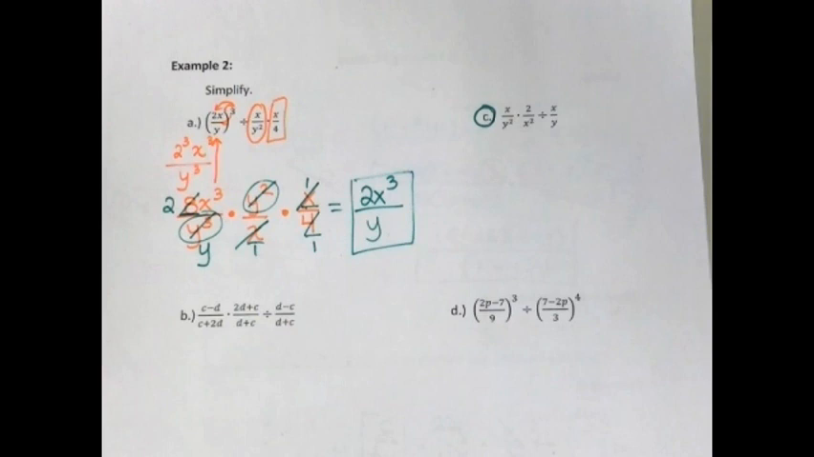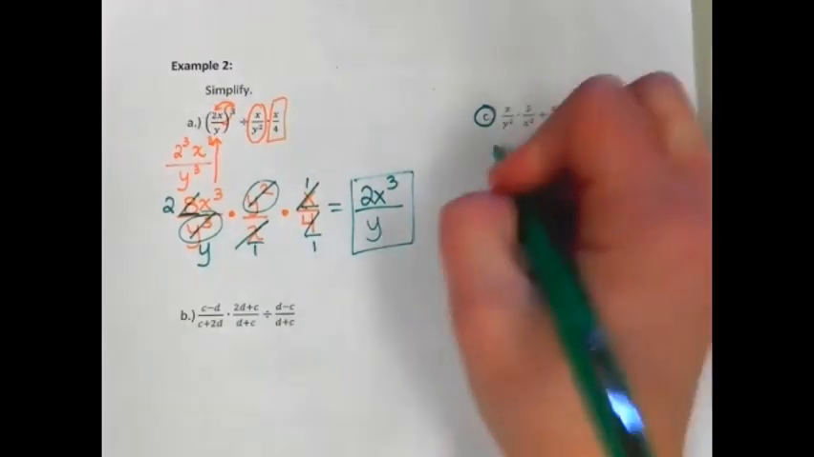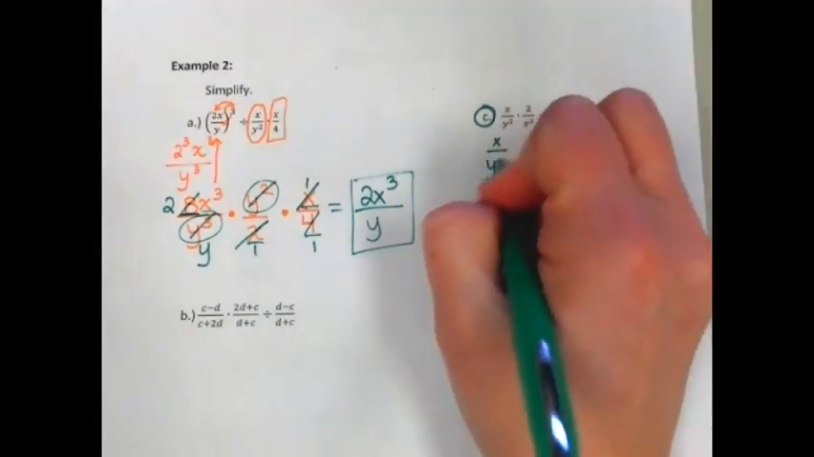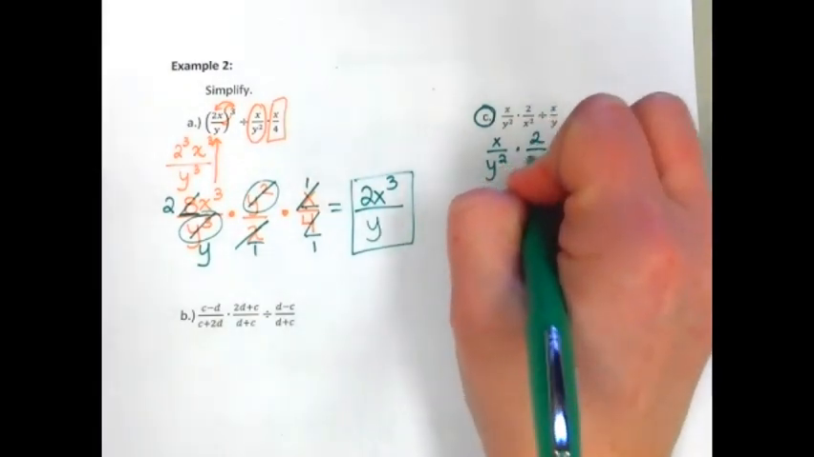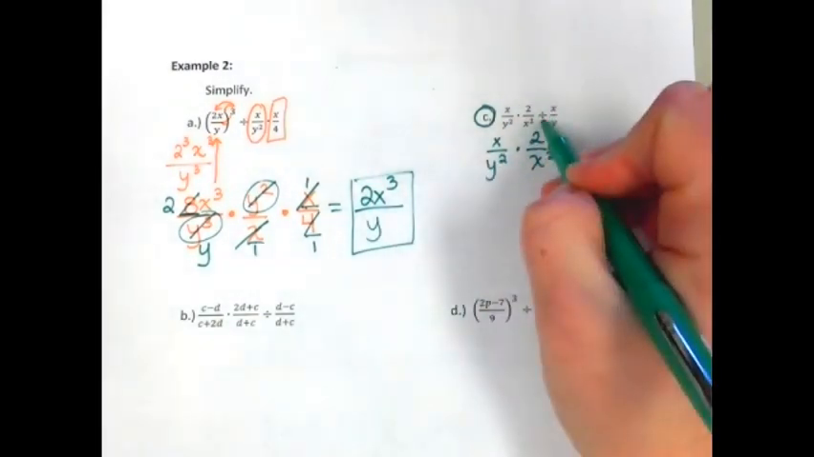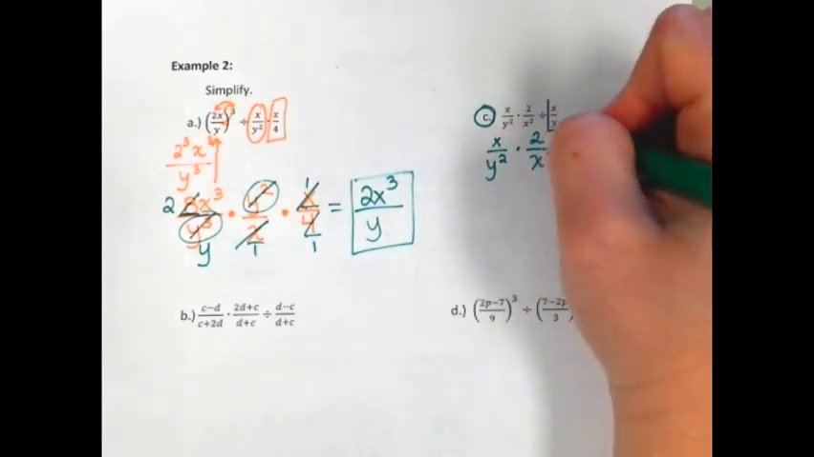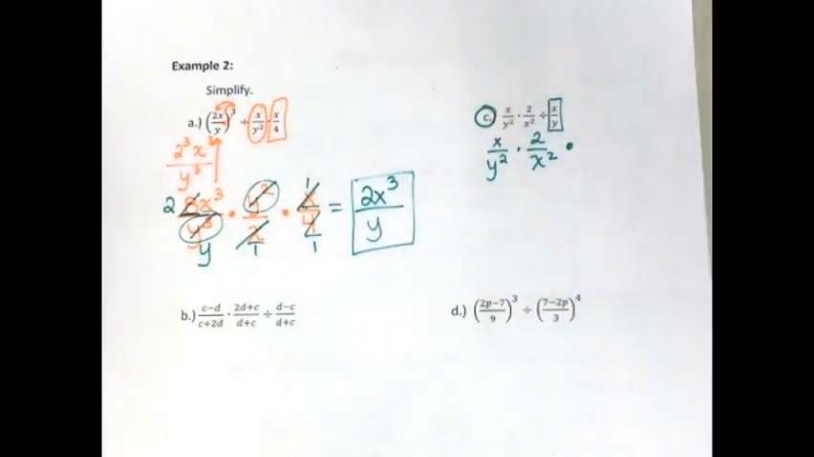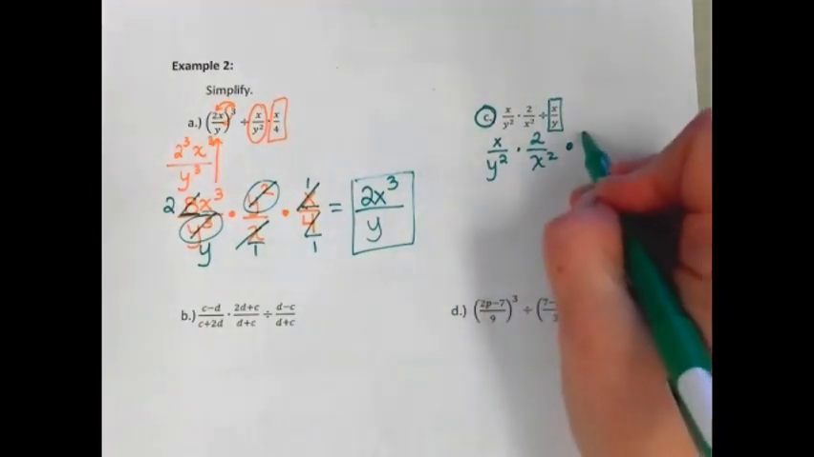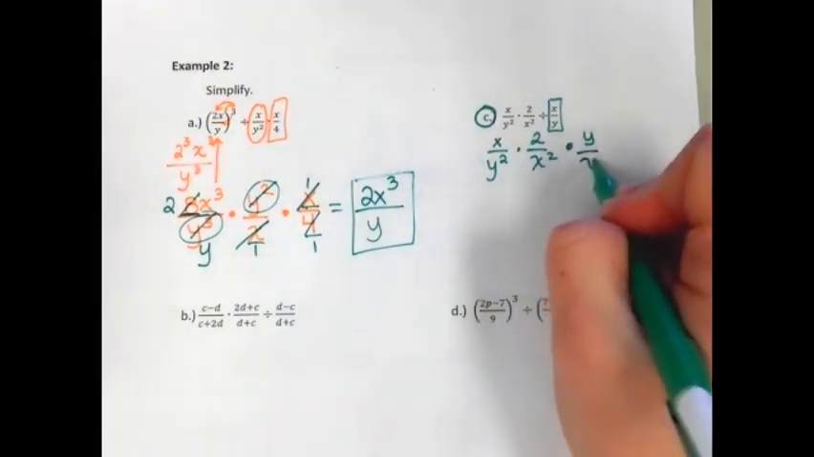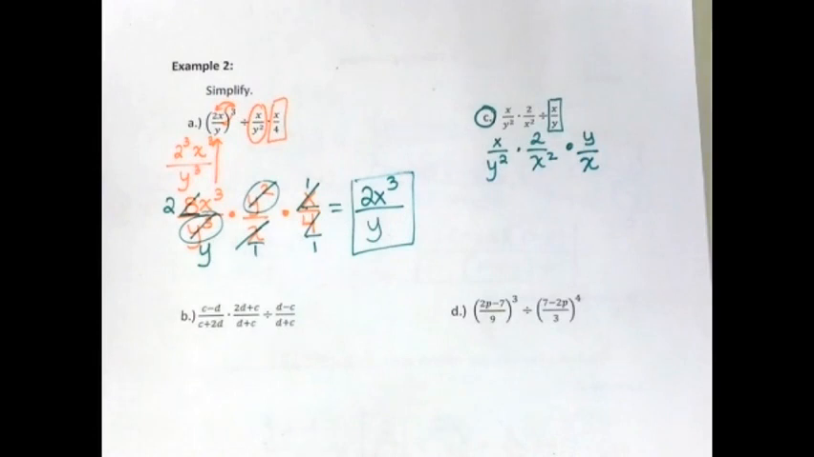So the nice thing about the first two fractions, aren't they going to stay the same because it's multiplication? Yes, we're going to have x over y squared times 2 over x squared. Now this division needs to change to multiplication. So what do I do with the x over y? Change it to y over x. Good. Now let's go ahead and cross simplify.